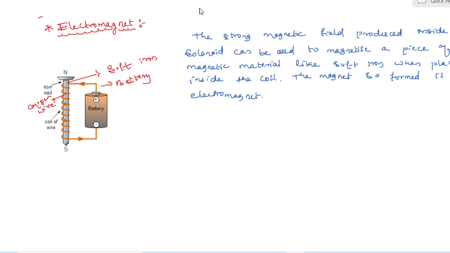Yes, observe here. The strong magnetic field produced inside a solenoid can be used to magnetize a piece of magnetic material like soft iron when placed inside the coil. The magnet so formed is called an electromagnet. Yes, my dear students, here soft iron is taken as an example, placed inside a copper wire coil. What is formed here? Electromagnet.